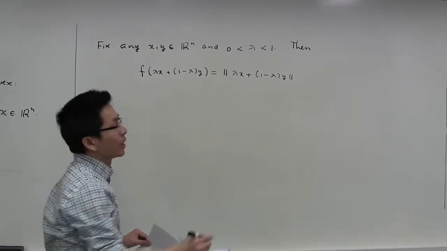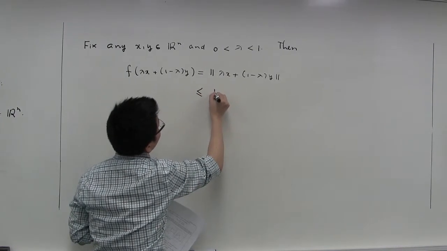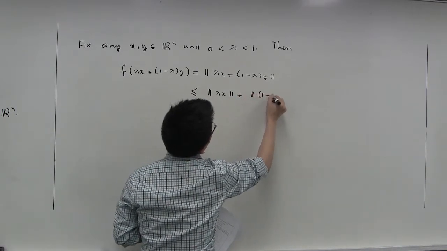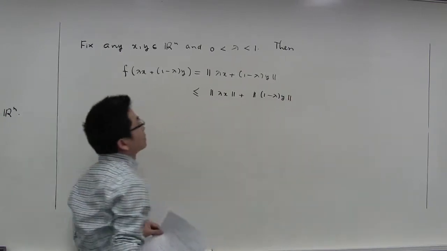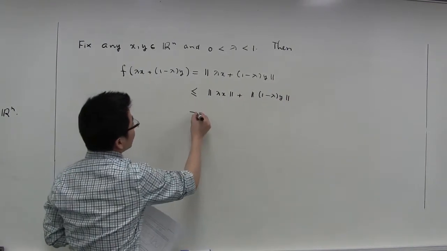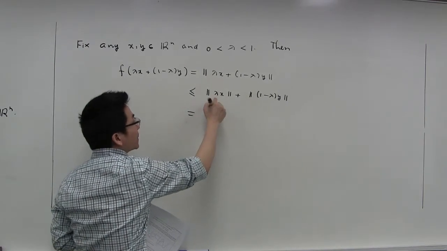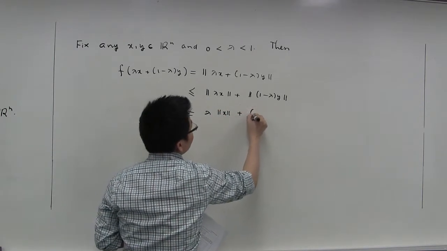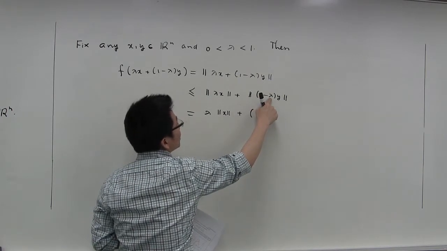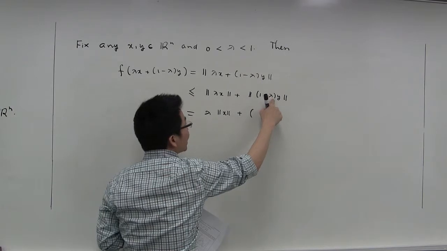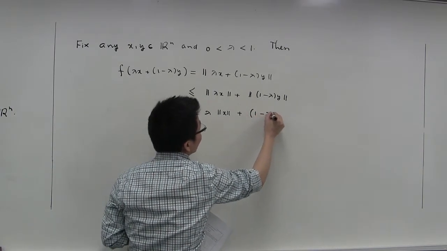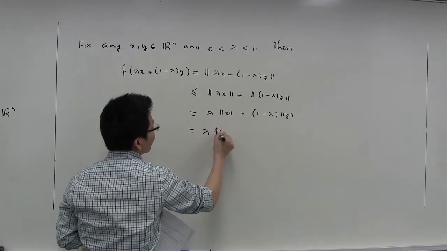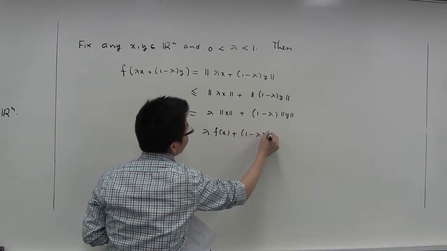By the triangle inequality, this is less than or equal to norm of lambda x plus norm of 1 minus lambda y. Okay. Because lambda is greater than 0, norm of lambda x is equal to lambda times norm of x. And similarly, because 1 minus lambda is also positive, norm of 1 minus lambda times y is equal to 1 minus lambda times norm of y. So this is equal to lambda times f of x plus 1 minus lambda times f of y.